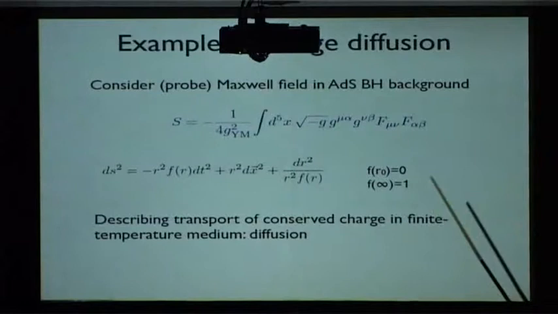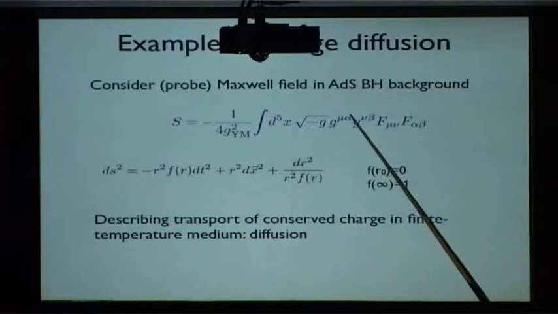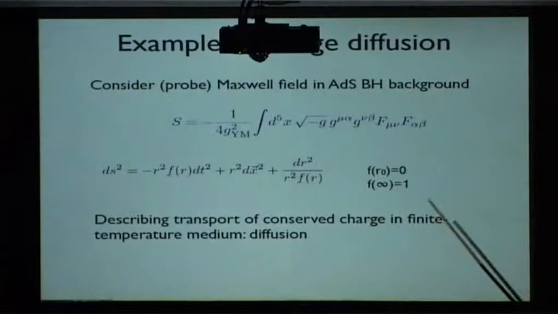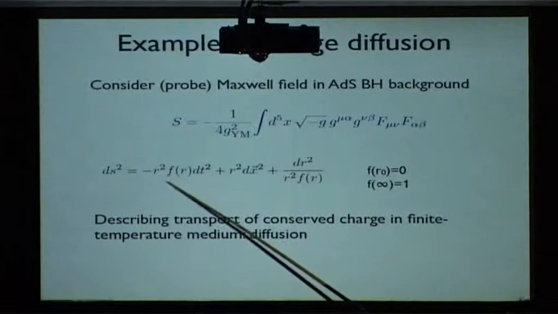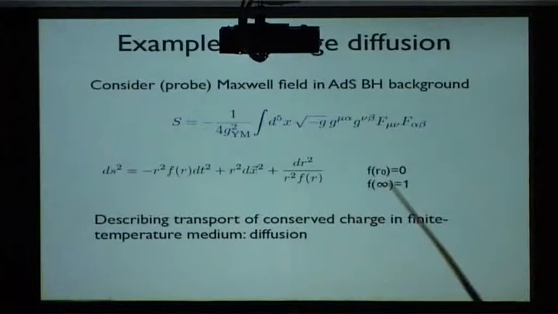And we know how to model such a system using holography. Consider just a Maxwell gauge field, a U1 gauge field, living on an AdS black hole background. That is the model that will correspond to a conserved charge in a finite temperature medium which diffuses. Okay, so the metric is written here, just some black hole metric, where this function f is 0 at the horizon and is 1 at the boundary.